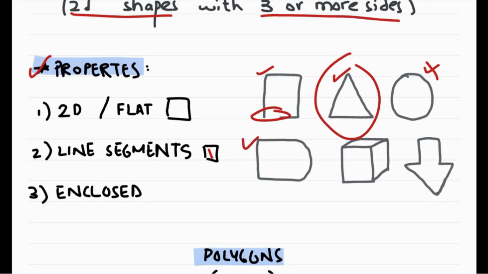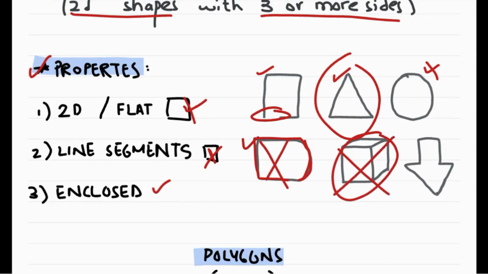Now looking at this one, this is 2D and flat. Yes, it is made out of line segments. I mean, these are line segments, but the fourth one ruins it all. So it would not satisfy the second condition, and it is enclosed as well. But since it did not satisfy all three, this would not be considered a polygon. Over here we see a cube. This does not satisfy the first condition, so it is not a polygon.